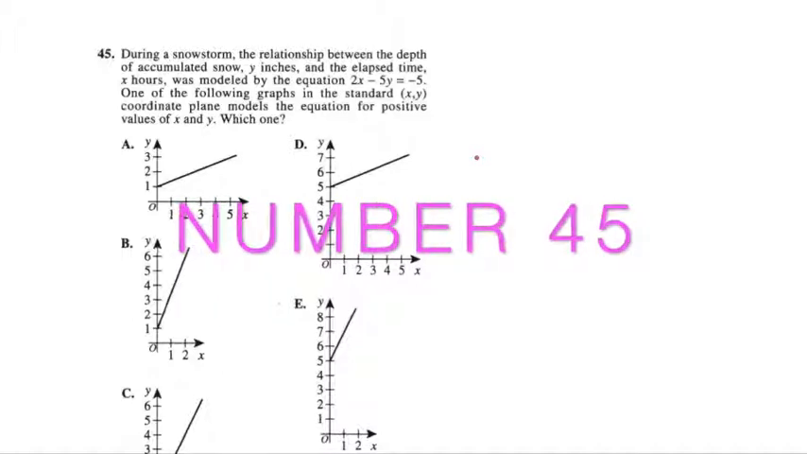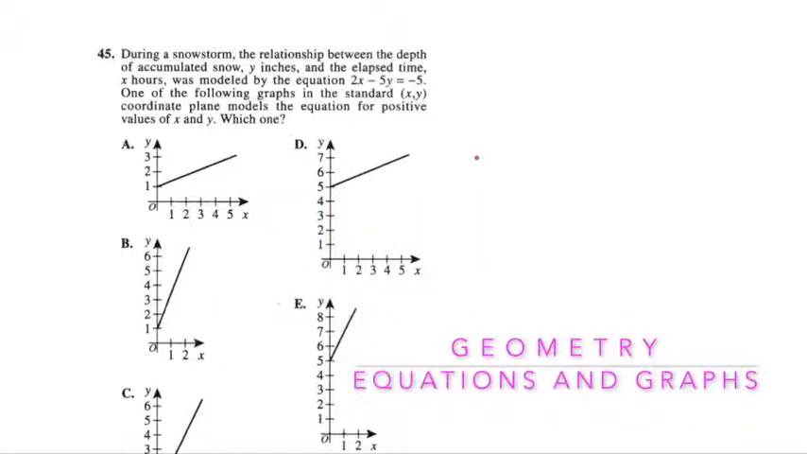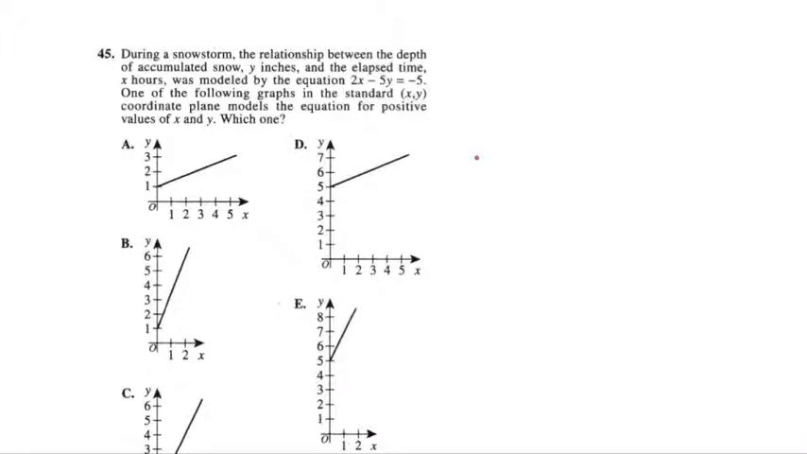Number 45, this is geometry. Here it's testing whether you know your slope-intercept form and how that relates to its graph on the coordinate plane. During a snowstorm, the relationship between the depth of accumulated snow y, inches, and the elapsed time x hours was modeled by the equation 2x minus 5y equals negative 5. One of the following graphs in the standard xy coordinate plane models the equation for positive values of x and y. Which one? Let's write out that given equation, and what we're going to do is solve for y, meaning we want to put it into slope-intercept form.